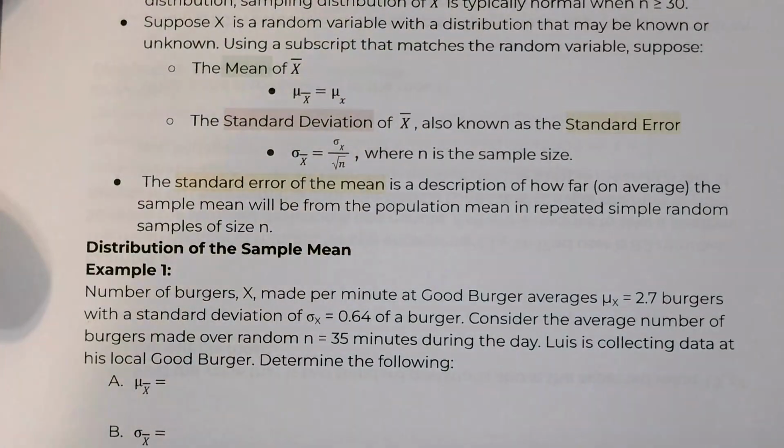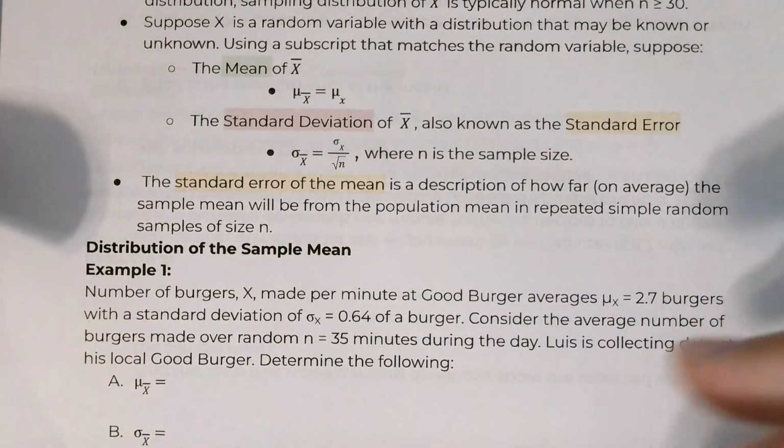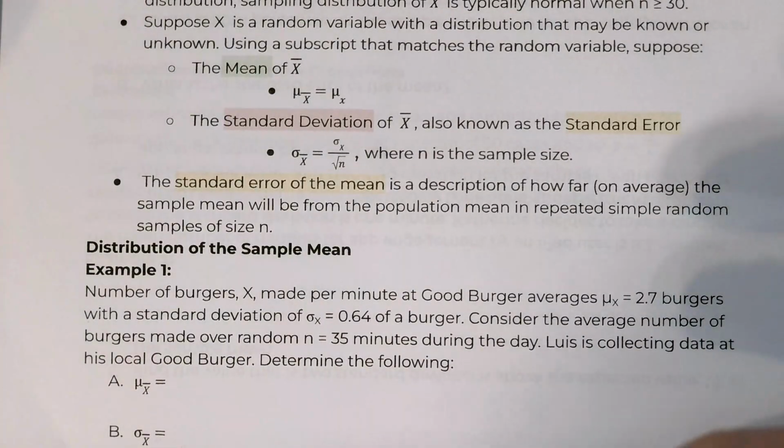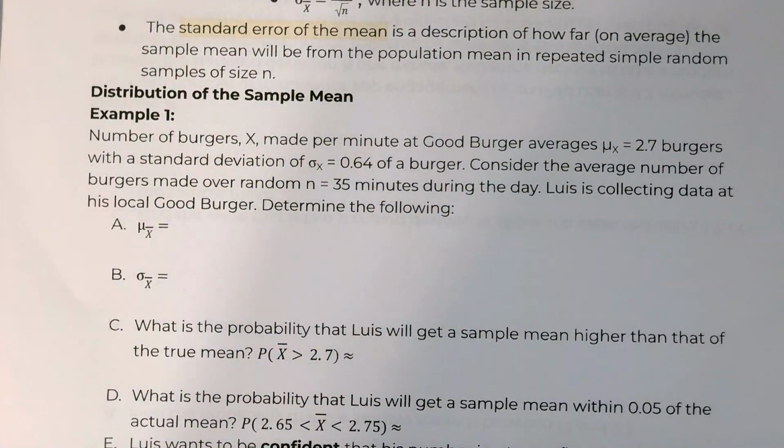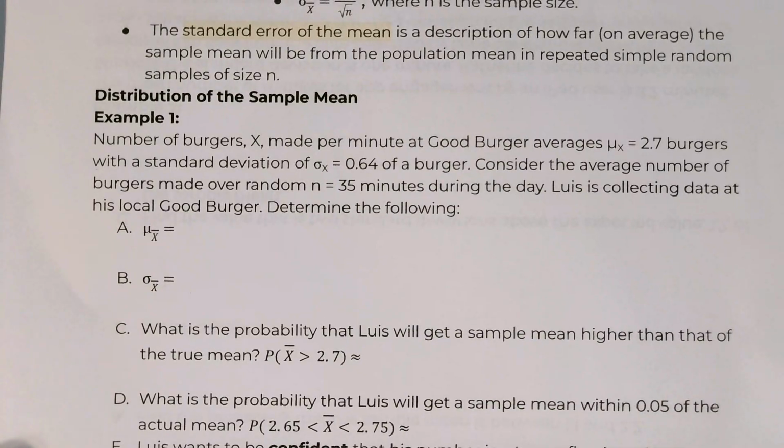I'm going to show you again how we can standardize, or find the z-value of, a given x value in a distribution and then find that probability based on the normal distribution. So the number of burgers made per minute at Good Burger averages mu of x equal to 2.7 burgers, with a standard deviation sigma of x of 0.64 of a burger. Consider the average number of burgers made over n equals 35 minutes during a day.